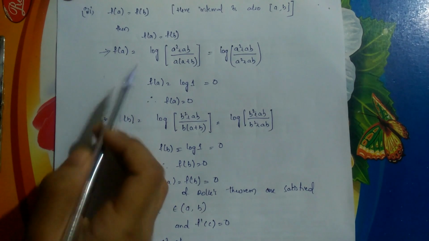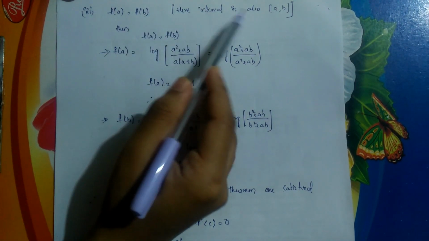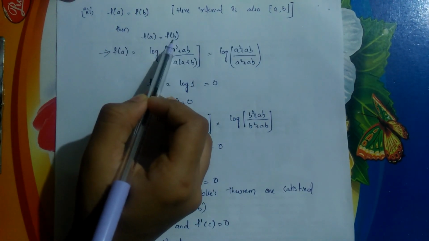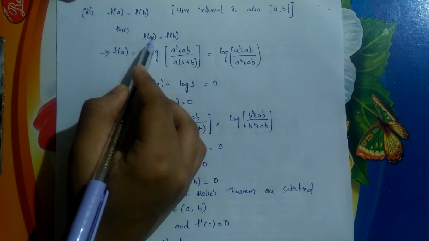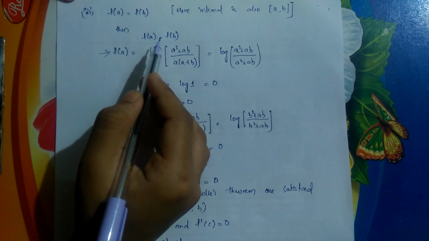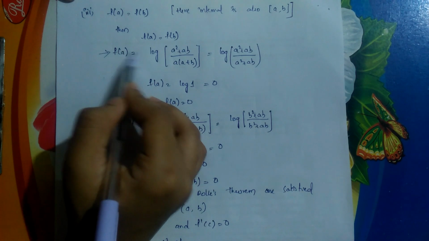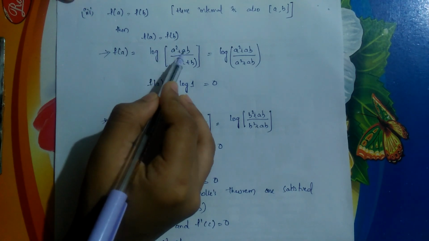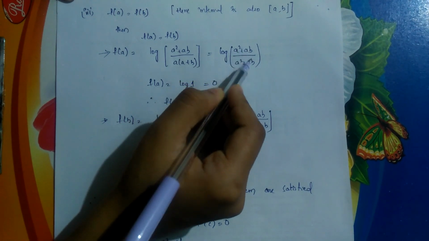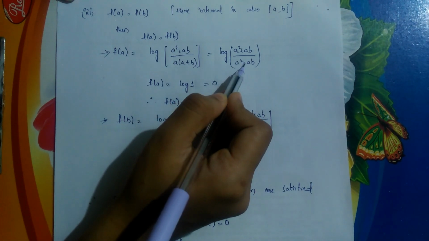Then we have the third condition here, f of a should be equal to f of b. So here the interval is also the closed interval a comma b. Now substitute a in the function f of x, that is log of (x square plus ab) by x of (a plus b). When you substitute a in the place of x, you get it as log of (a square plus ab) by a of (a plus b), and just multiply this a with the (a plus b), you get it as a square plus ab.